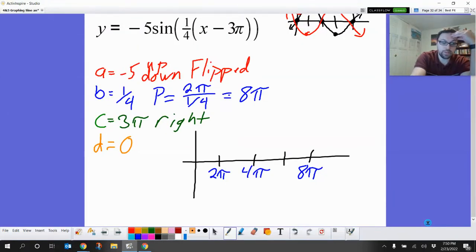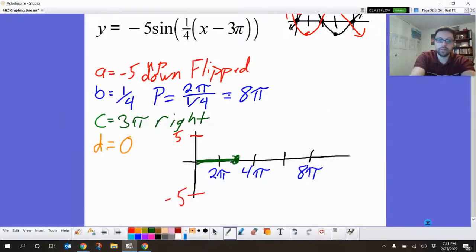Then our amplitude is going to be up at 5. So I'm just going to make a tick mark up here and say 5. Can't be bothered to make 5 tick marks. What do you think I'm made out of tick marks? Then we got to move 3 pi to the right. So 3 pi to the right is going to be somewhere in between 2 and 4. So right there. Great. And then we do our wobble.